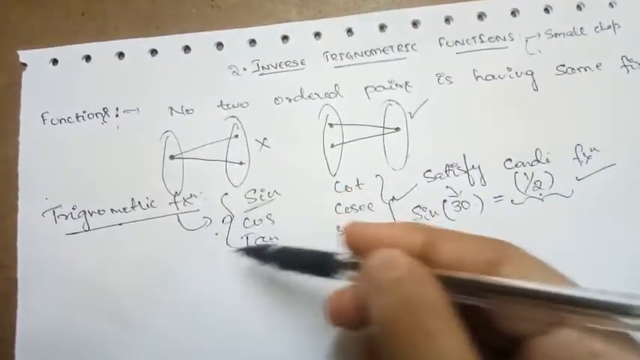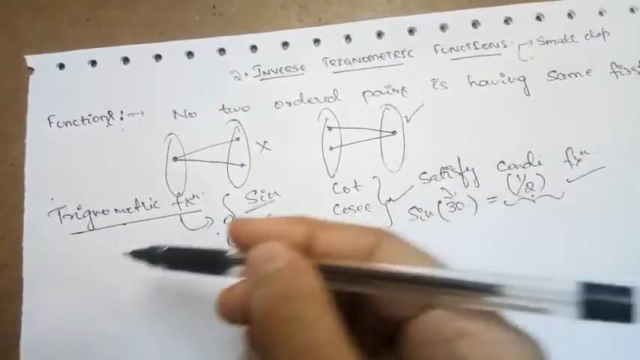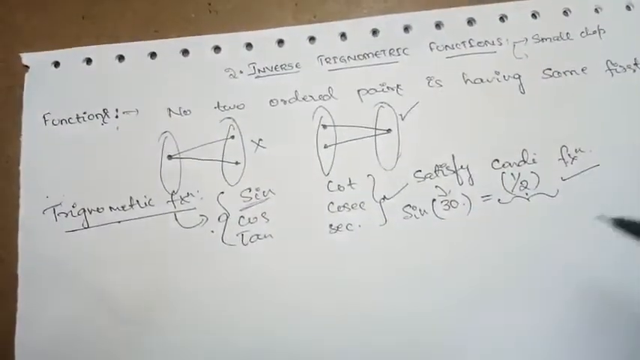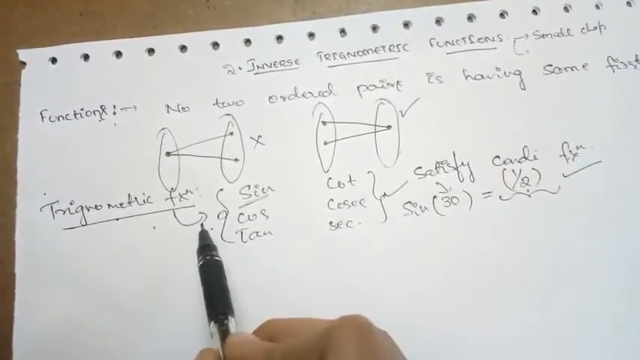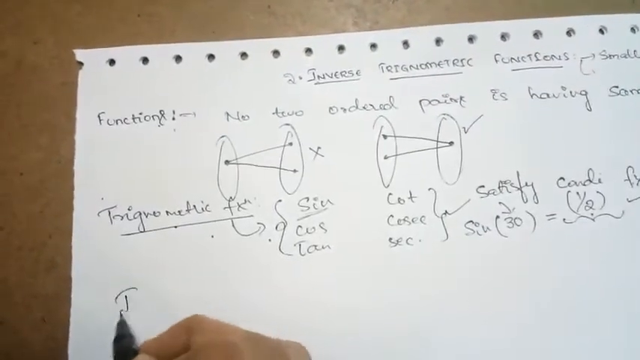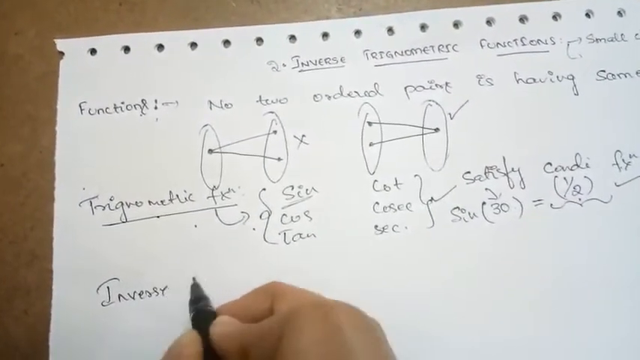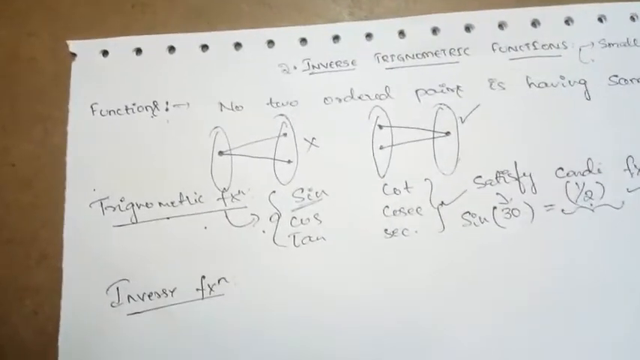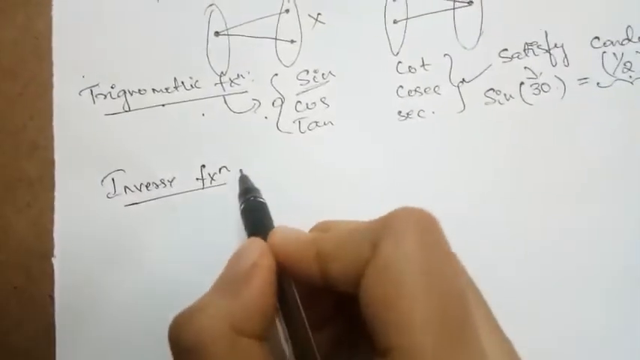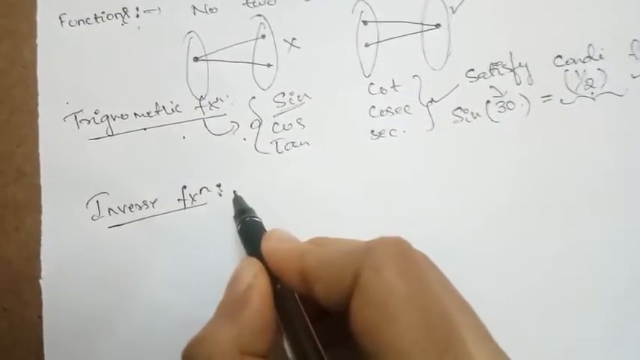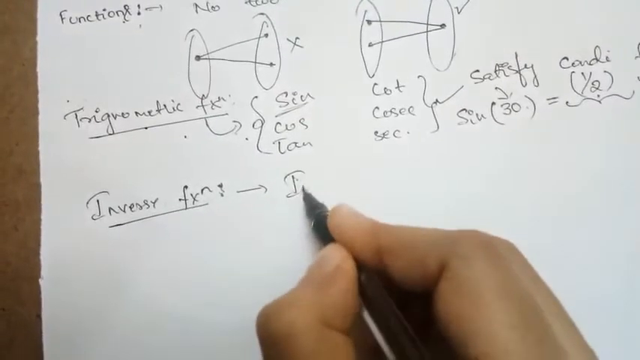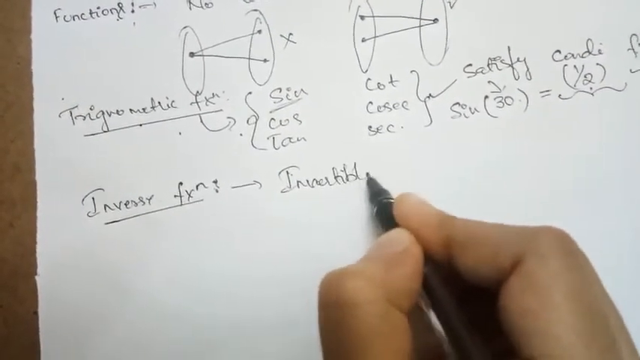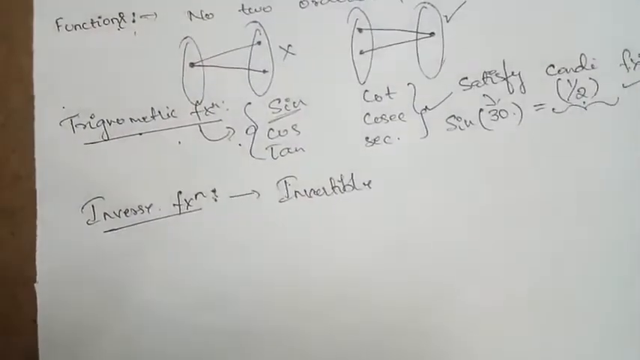In detail, you have studied the trigonometric functions in class 11th. If you didn't brush up on the trigonometric functions, please brush up some of the basic concepts. And here we are talking about the inverse of those functions. We have already come across the inverse function. Suppose a function is invertible, then the inverse of that function is going to exist.